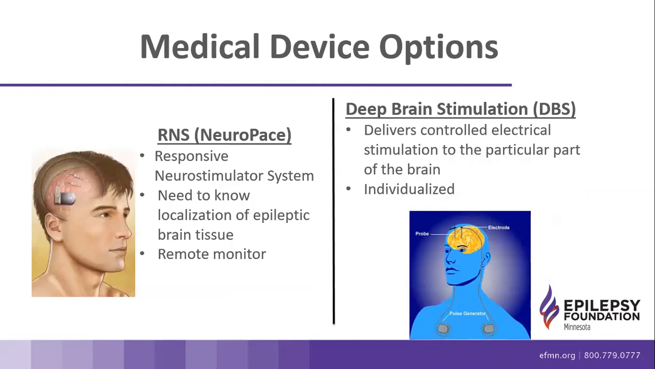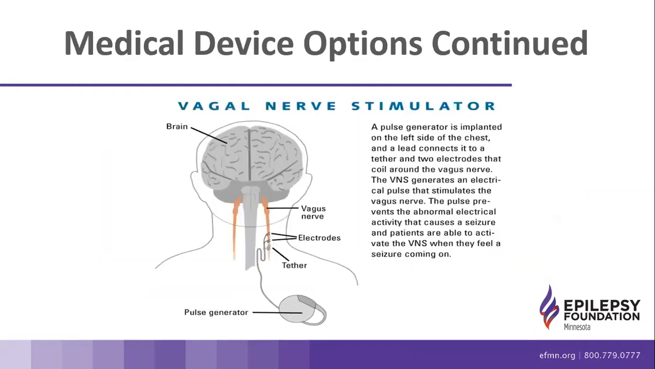Finally, there are 3 different medical device implants currently. There's an RNS, a DBS, and a vagal nerve stimulator, or a VNS.